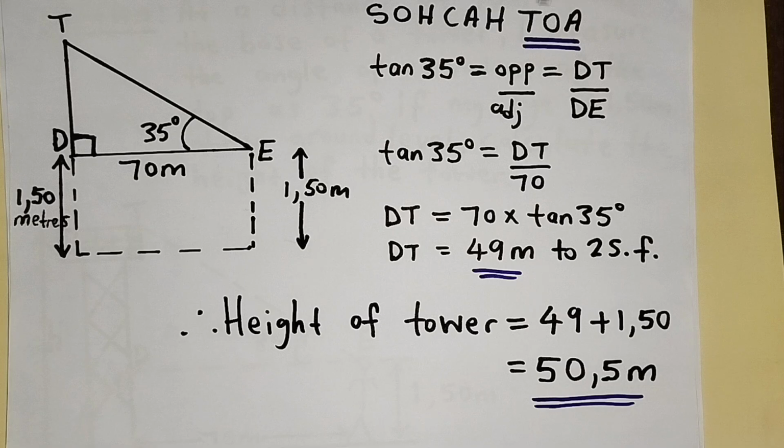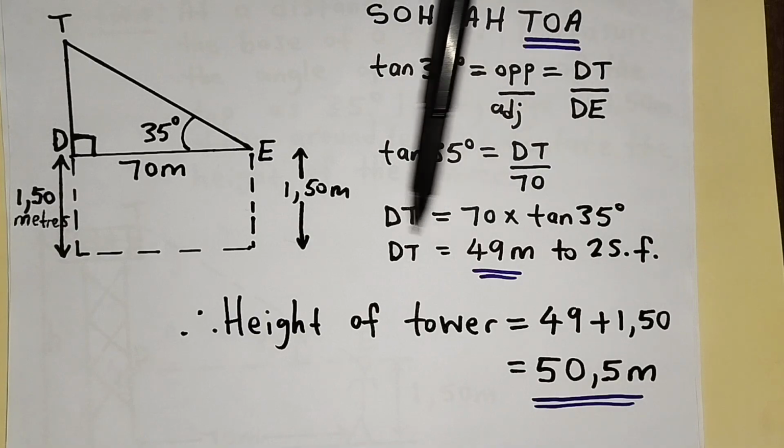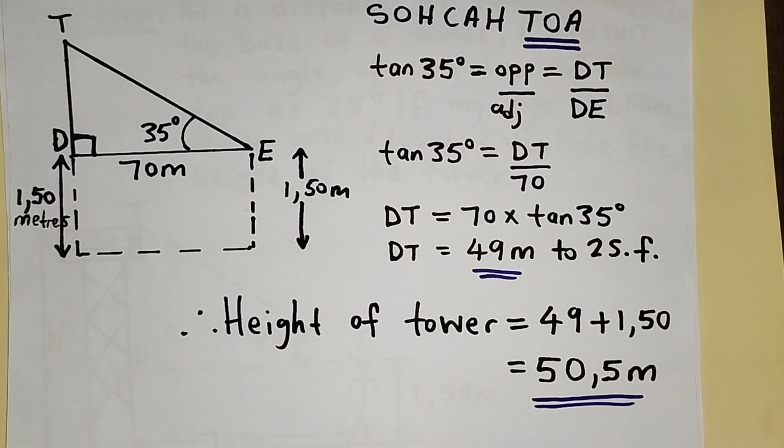From the acronym SOHCAHTOA, we can see that this TD is the opposite side, opposite this acute angle, and the DE is the adjacent. So we are going to use the tangent ratio. So tan 35 degrees equals opposite over adjacent, which is TD over DE. Tan 35 degrees equals TD over 70. So finally TD equals 70 multiplied by tan 35, which is 49 meters, correct to two significant figures.